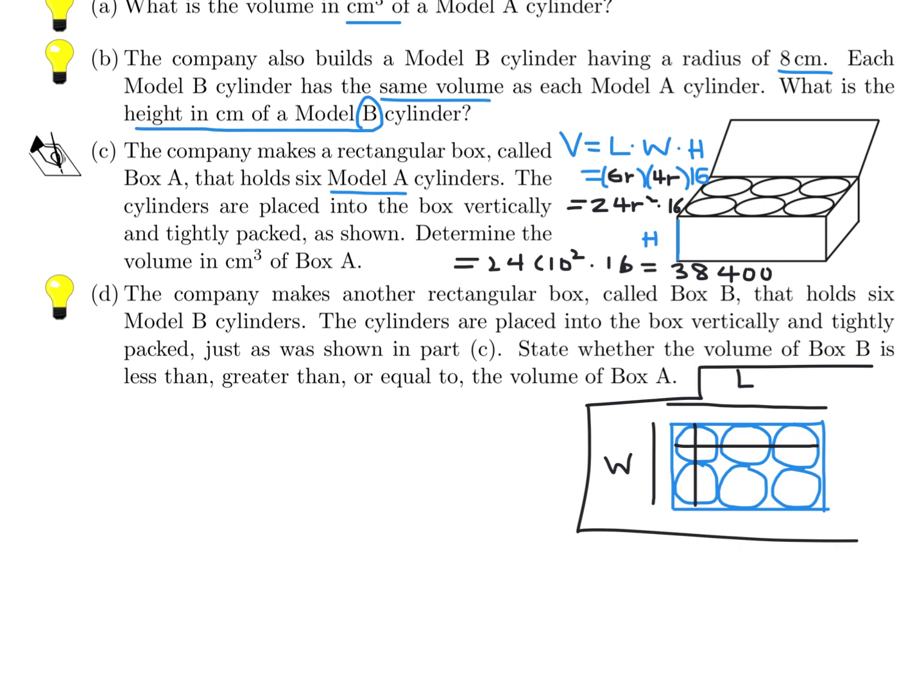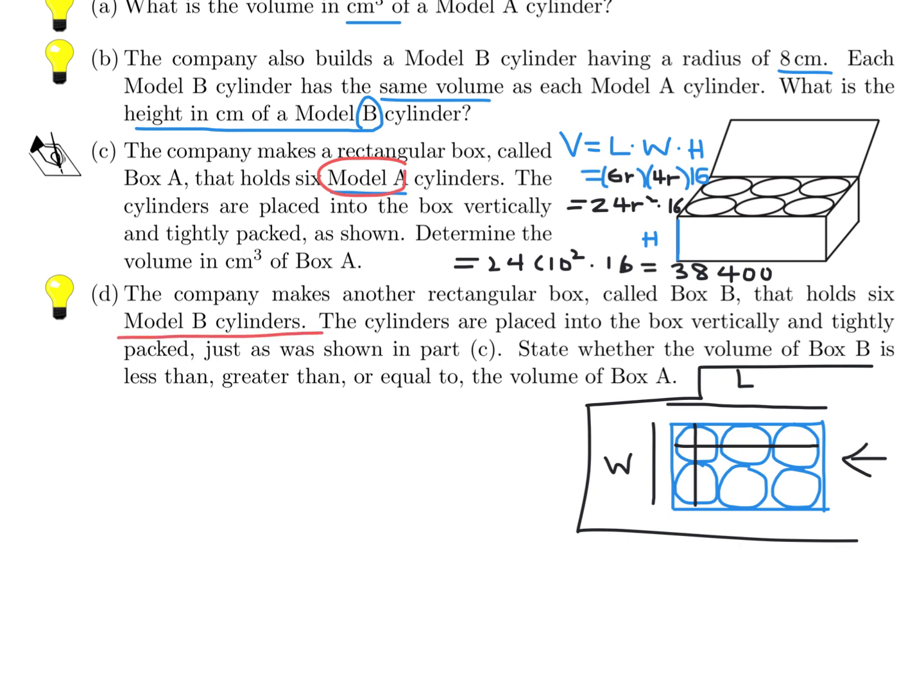And part D: the company makes another rectangular box called box B that holds 6 model B cylinders. The cylinders are placed into the box vertically and tightly packed, just as was shown in part C. State whether the volume of box B is less than, greater than, or equal. Okay, so this time it's the same story. I guess we could just use that same diagram, but the only difference is now instead of model A up here, we have model B cylinders.